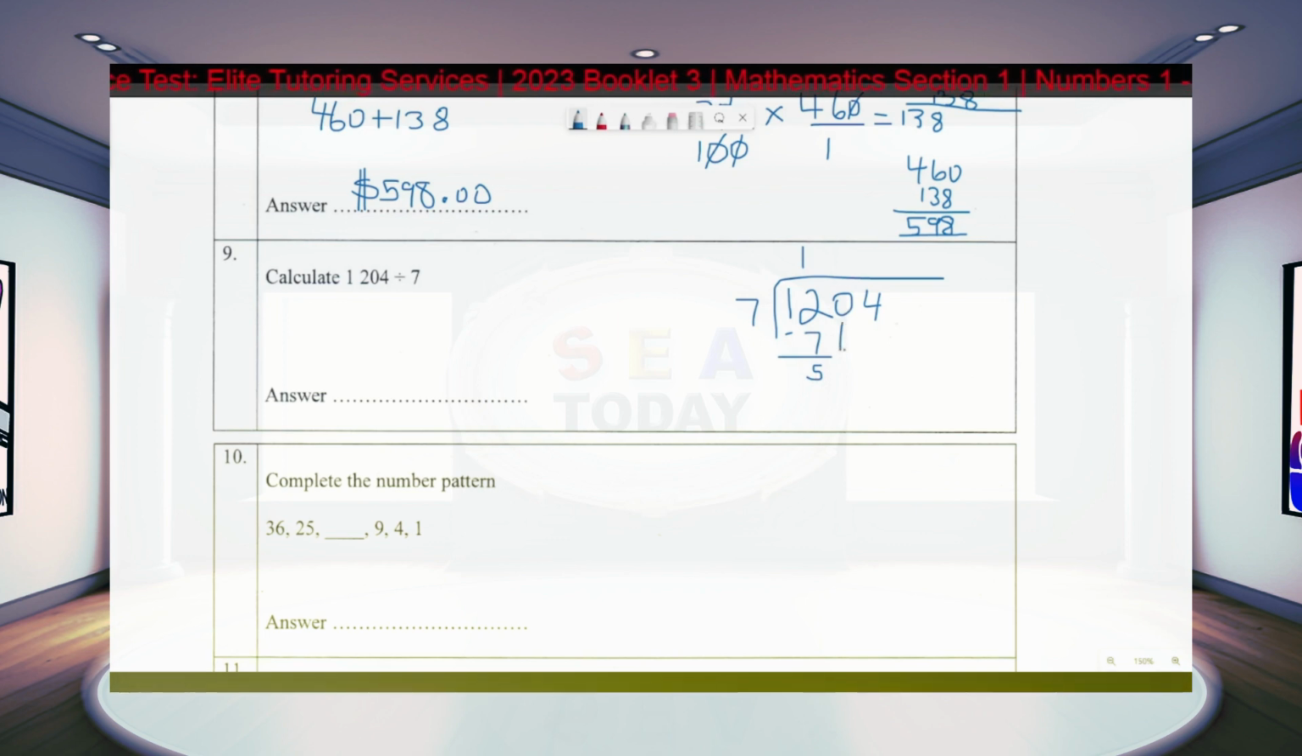Bring down the 0 to meet the 5. 7 into 50 is 7. 7 sevens are 49. We subtract. See our remainder of 1. Bring down the 4. To meet the 1, 7 into 14 is 2. 7 twos are 14. 14 subtract 14. Our remainder is 0. So the answer, nice, quick and simple, is 172.